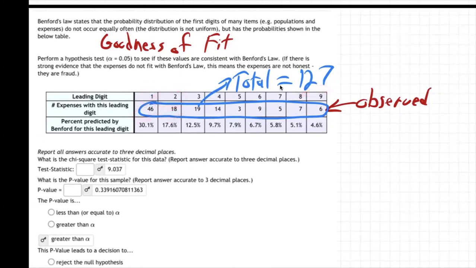For these, you take each category percent. I'm going to take that first one and make it a decimal, so 0.301. Take this one right here, 0.301 times 127. Then hit the buttons on the calculator, and you'll get 38.227 if you multiply that on the calculator.